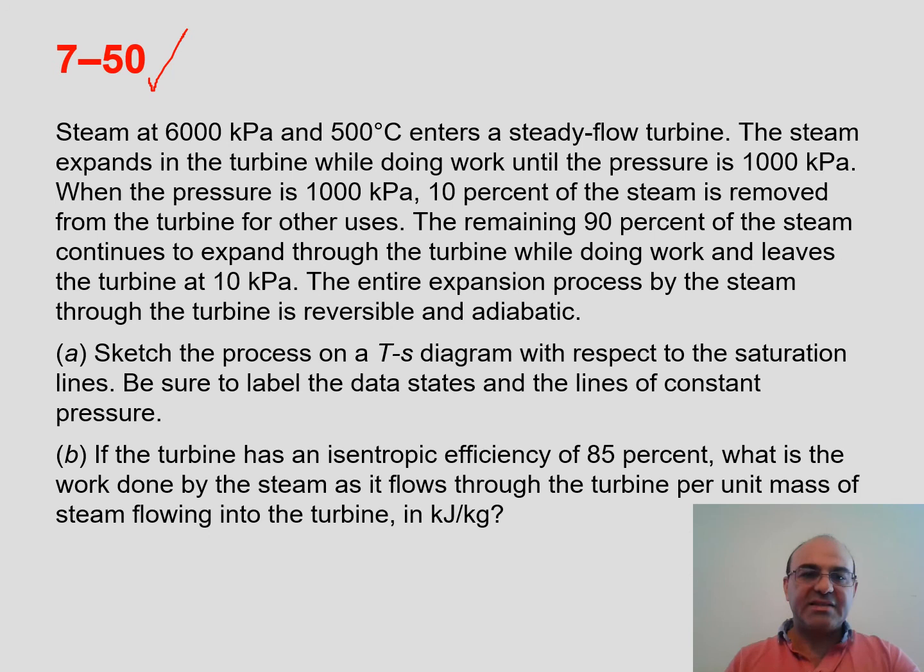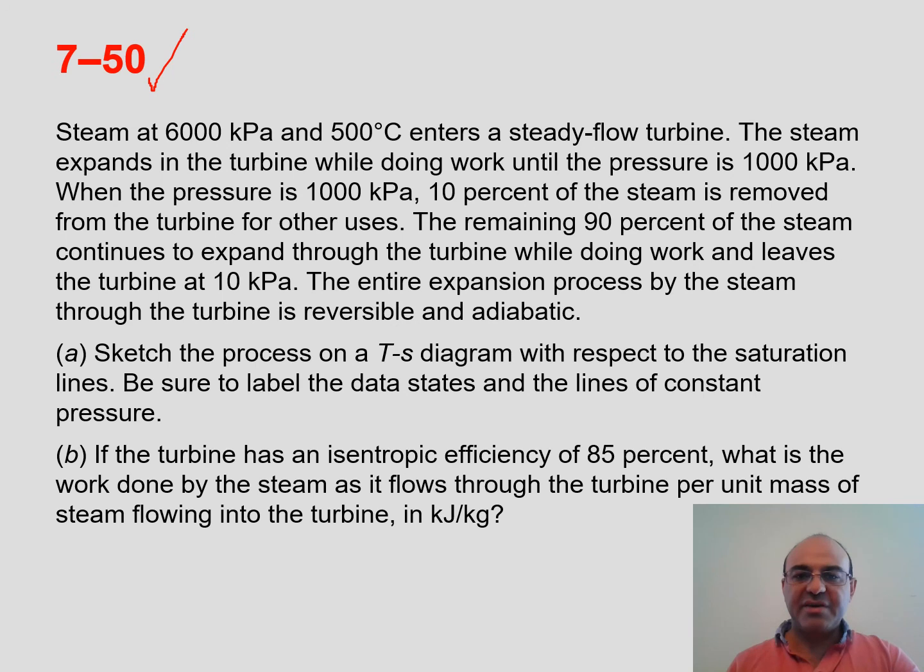Steam at 6,000 kilopascals and 500 degrees C enters a steady flow turbine. The steam expands in the turbine while doing work until the pressure is 1000 kilopascals. When the pressure is 1000 kilopascals, 10% of the steam is removed from the turbine for other uses. Steam has other uses, for instance, in power plants. Those who take Thermo 2 will learn it in more depth.